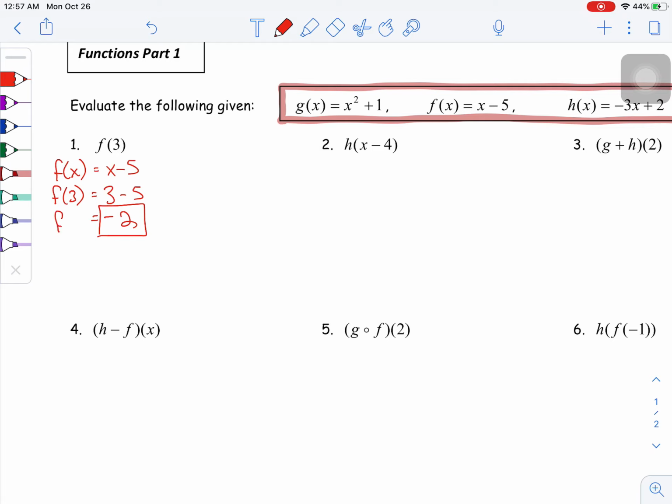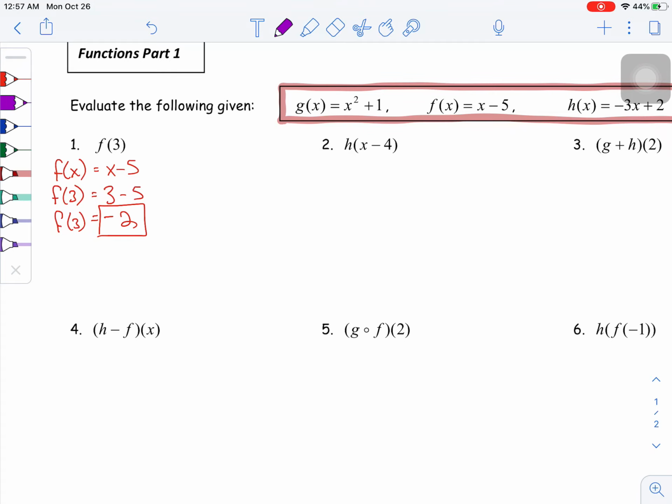Sometimes I've seen students try and say, oh, I have to solve for f, so I need to divide both sides by 3, and my brain says no, don't do it. It's bad, it's wrong. f of 3 is asking for a specific function value given a specific x value. So given the x value of 3, f of 3, what does the function equal? Well, the function equals negative 2. All right, so that's what we're looking for.